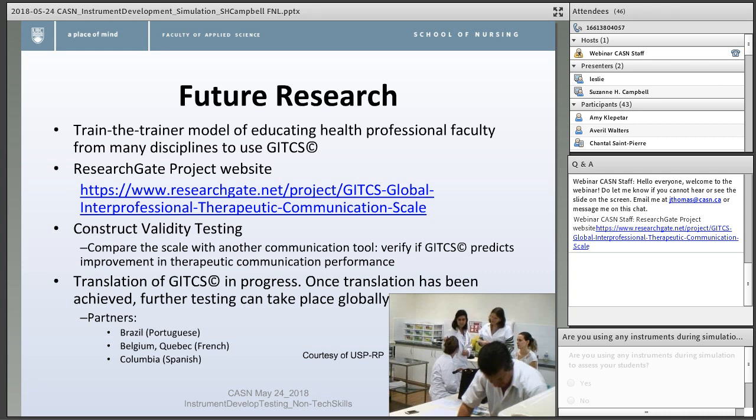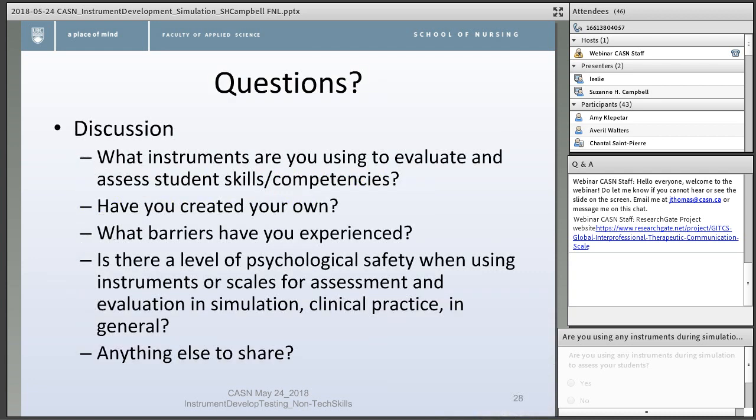A group in Colombia is translating it into Spanish. The Portuguese team is almost done. The Brazilian team is translating to Portuguese. And I have partners in Korea and Hong Kong that are working on it. So the exciting part is we're looking to create research teams and make sure that the global aspect in the title is being served through.